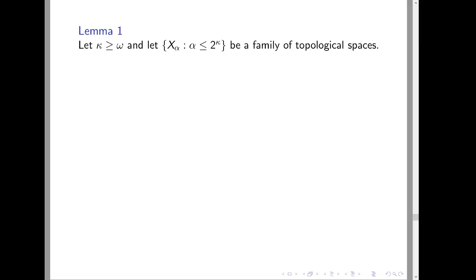So we fix an infinite cardinal number. We have a large family of compact spaces, 2 to the kappa many of them. Let us take any kappa continuous function. The lemma says it is 2 continuous. In this lemma, I need to assume something about the size of the family. I need 2 to the kappa many spaces. And the proof is very simple.